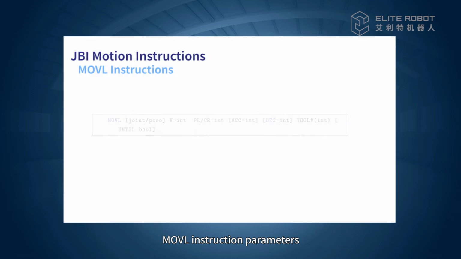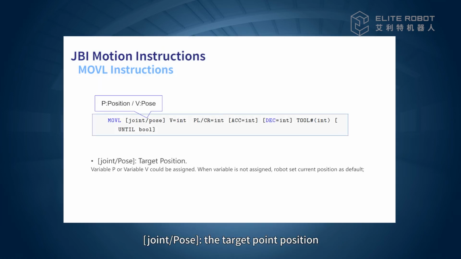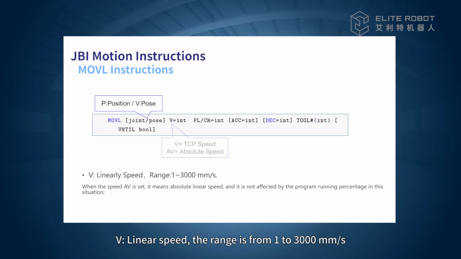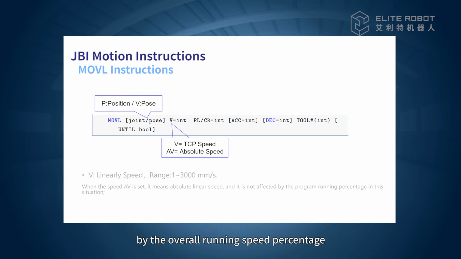MOVL instruction parameters. Joint/pose is the target point position, which can be a P variable or a V variable. By default, it indicates the current position. V is the linear speed. The range is from 1 to 3,000 millimeters per second. When the speed option is set to AV, it means the absolute linear speed. When the current command is executed, the running speed will not be affected by the overall running speed percentage.